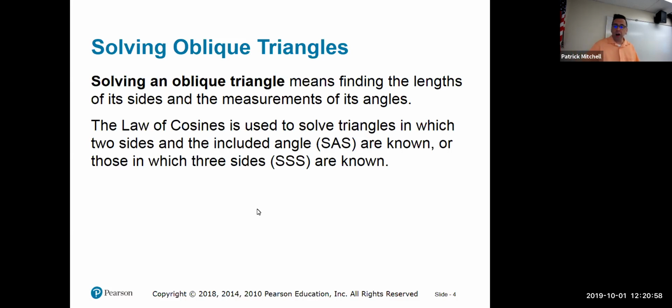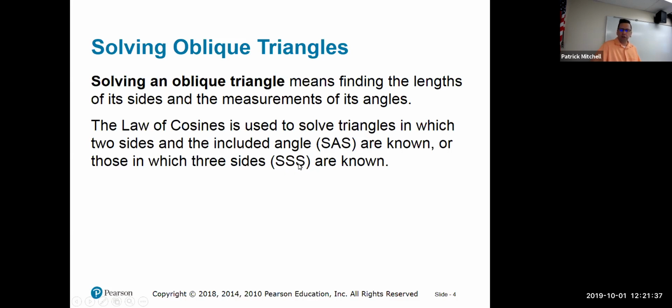I kind of wish I had the law of sines written down here. But remember that it has those ratios, A over sine A equals B over sine B equals C over sine C. And the only way that you can use the law of sines is if you have enough information to complete one of those ratios. So a side and the opposite angle will complete one of those ratios. So these are the two situations where you do not have enough information to complete any of those ratios.